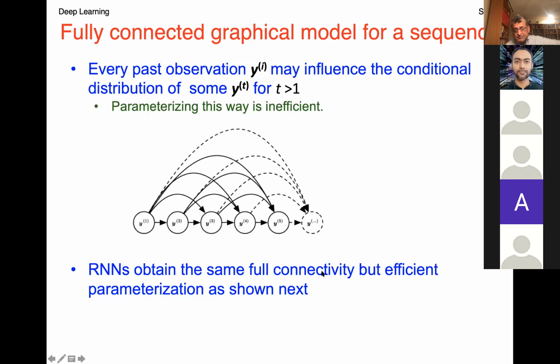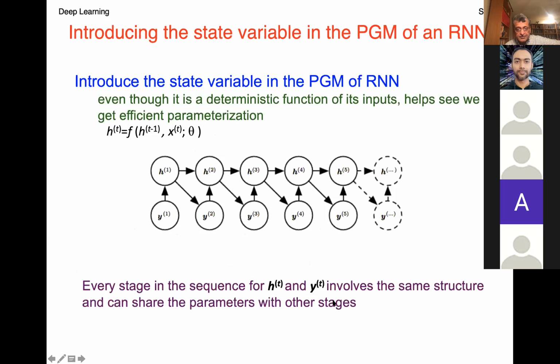RNNs obtain the same full connectivity, but with efficient parameterization, as shown next. So this says that if you want a probability distribution for all words in the English language and you have to calculate the probability for any given sentence, it is impossible to use an exhaustive method like this, but you use an efficient parameterization. And this is what an RNN really does.